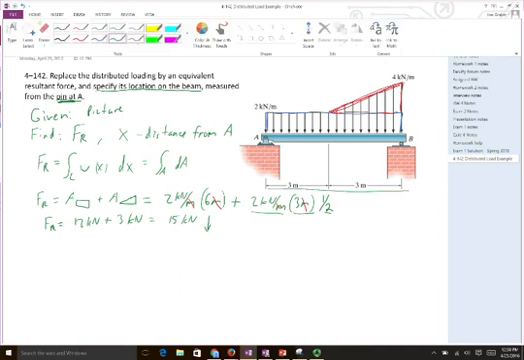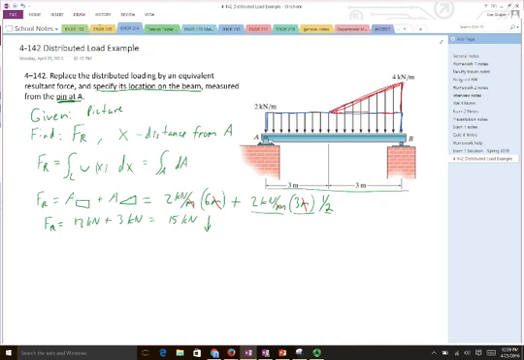I'm going to go ahead and redraw our equivalent system here. So here's my beam. And I'm going to keep my pin support at A and my roller support at B, because it's just asking us about the forces. It's not asking us an equilibrium problem. That's not until chapter 5. And now we know we have a resultant force, 15 kilonewtons. Now we could put that on here, but we don't really know where to place it yet.